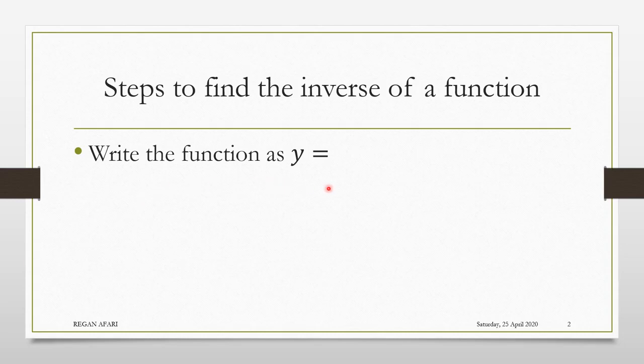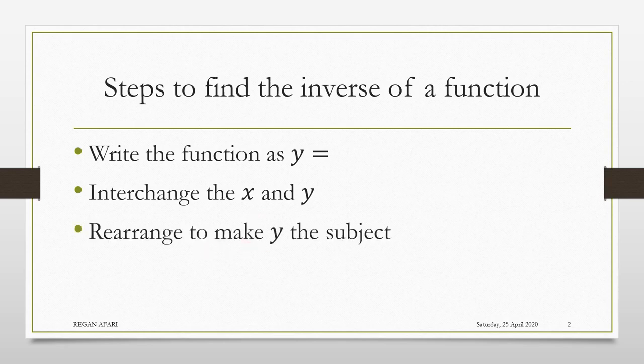Now, there are a few steps that I would want you to take into consideration. The first is that you would want to write the function as y is equal to something. What am I trying to say? A function could be defined as f of x is equal to x squared. The first step is to forget about the f of x there and just write y is equal to x squared. Then the next thing is that you would interchange the positions of x and y, and then finally you make y the subject, and then you are done.